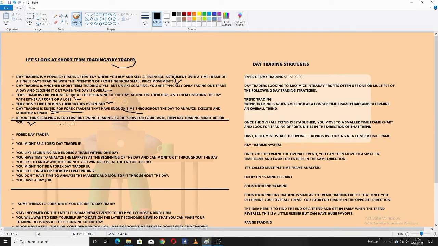If you think scalping is too fast but swing trading is a bit slower for your taste, then day trading might be for you. So if you think trading smaller time frames like 5 minutes, 15 minutes, or 30 minutes is too fast for you, and trading 4 hour and daily is too slow for you, then you can be a day trader and trade the 1 hour time frame and combine it sometimes with 4 hour or 30 minutes, but mainly 1 hour.